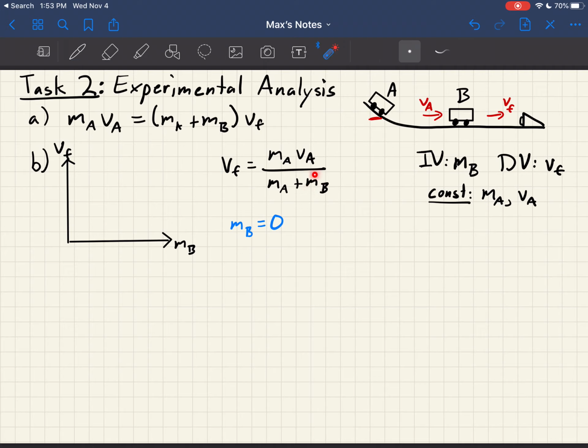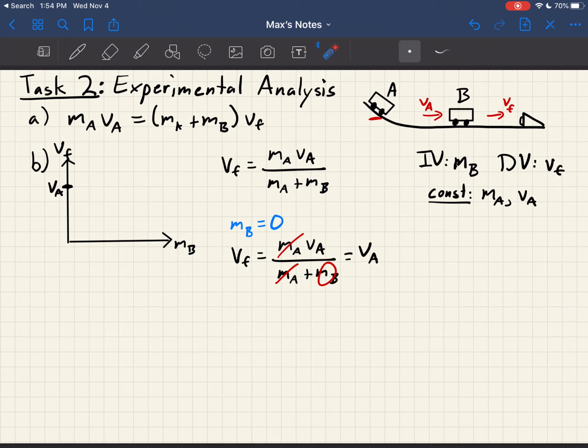All right, so when MB equals 0, our equation basically turns into, this is 0. And then our equation becomes MAVA over MA. So these cancel out. And then VF basically just equals VA. So when MB equals 0, it should start right there at a certain value, VA, right? And that makes sense, because if MB is 0, when A hits B, it's not really going to slow down at all. The system's not gaining any mass during that collision. We basically have MAVA equals MAVF, so VA equals VF.